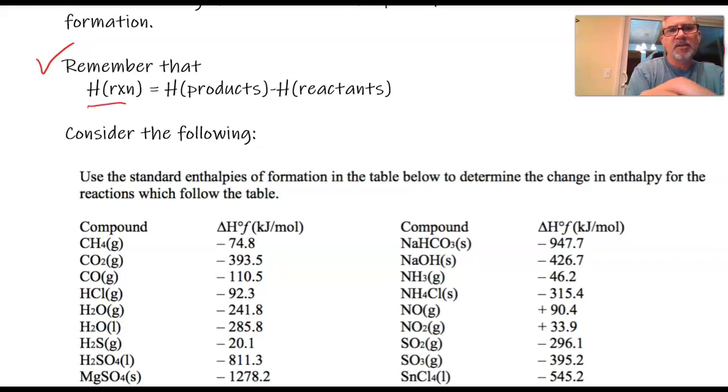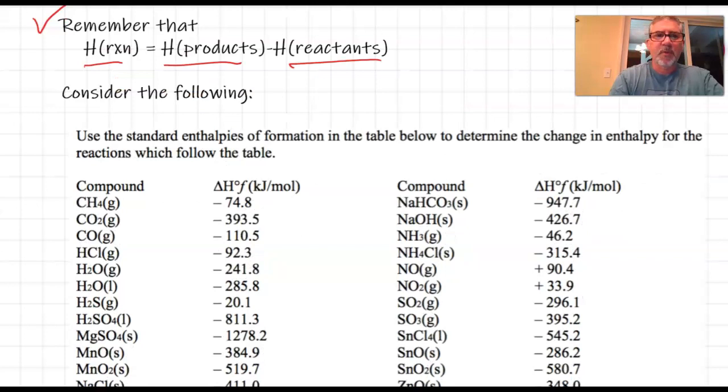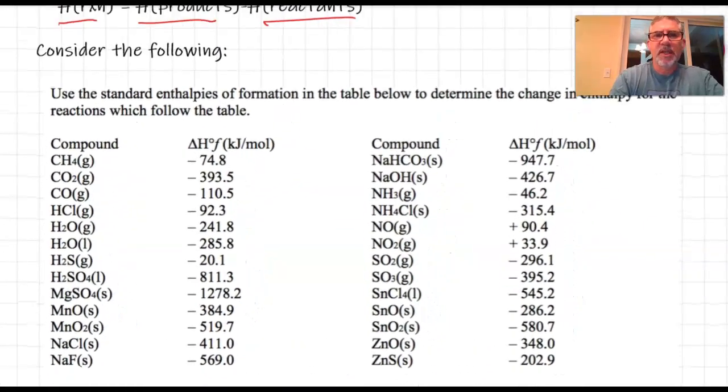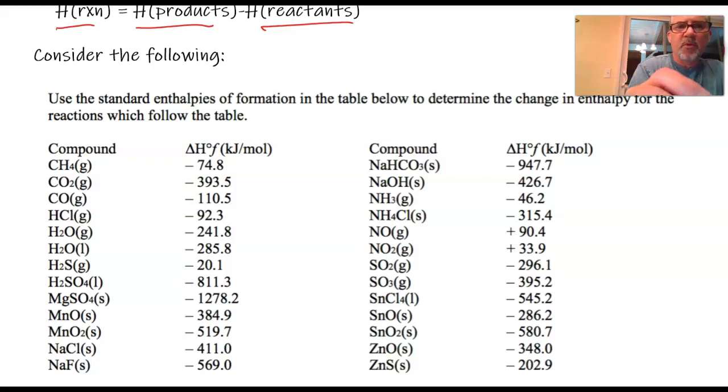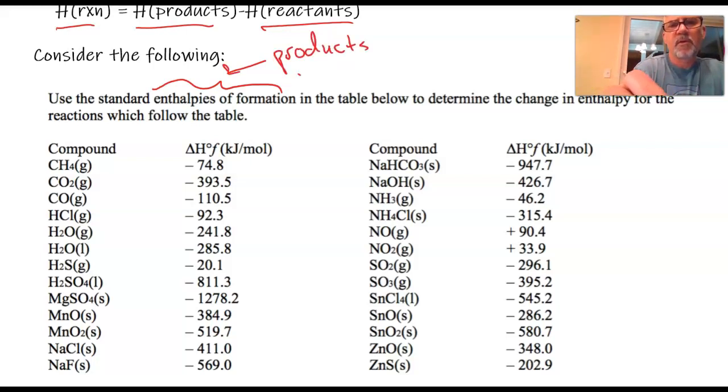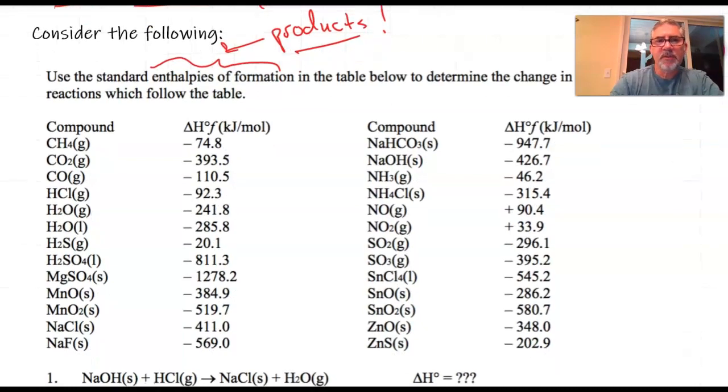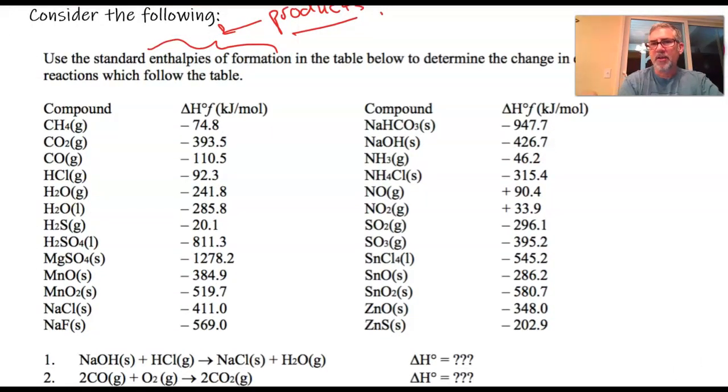Remember that the delta H of reaction is equal to products minus reactants. That's why in exothermic reactions it's negative, because the products have less energy than the reactants. If we look at our chart here, these are our standard enthalpies of formation. The important thing to remember is that these are for products, so if something's listed as a reactant, you have to change the sign. I'll go over that as we go. These are in kilojoules per mole, so if we have more than 1 mole, we have to multiply it.